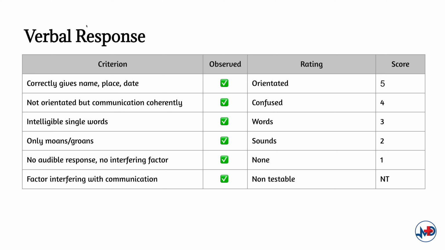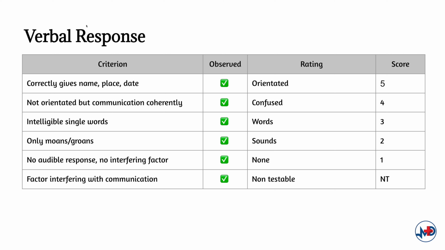Now let's look at the verbal response using just sounds only. If patient is able to respond to your call verbally and coherently, as well as able to answer questions asked of him or her, such as name, place and day, that would be a score 5 because the patient is oriented. Now, if the patient is able to respond to your call verbally, however, fails to answer questions asked of him or her, such as his name, place and day, the score would be 4 because the patient is confused.